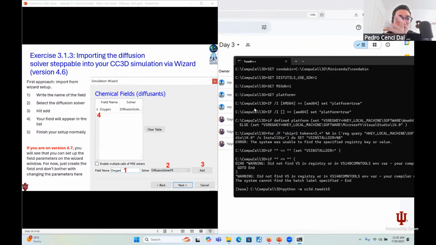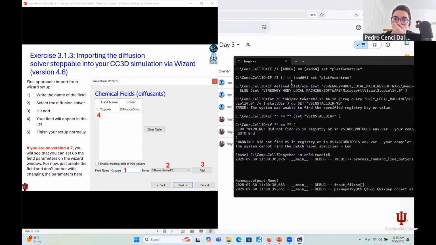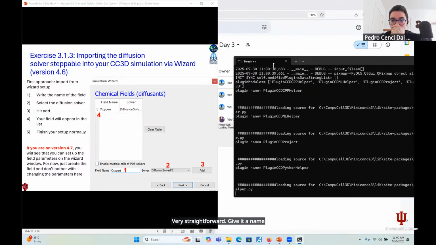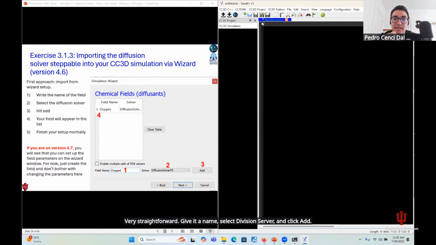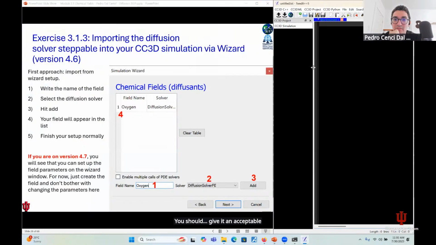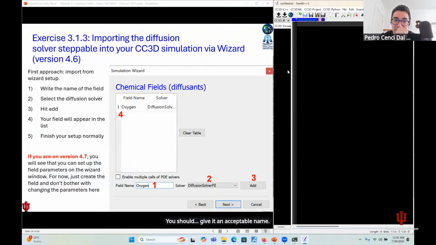I will go over these instructions with you side by side. Very straightforward. Give it a name, select diffusion solver, and click add. Again, here, you should give it an acceptable name. You cannot use spaces, you cannot start with a number, and you cannot use special characters.